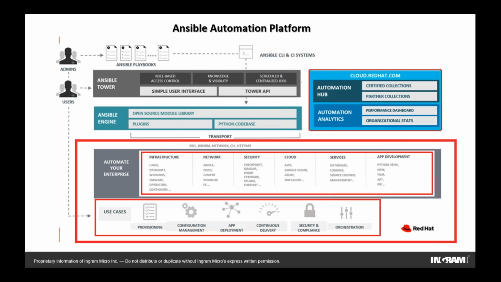This is what the architecture looks like for Ansible. I will start from the bottom line here. You can see we can create multiple use cases, including provisioning, configuration management, application deployment, continuous delivery, and so on. So, automating your enterprise infrastructure, including your Linux, OpenShift, Windows, and so on, your networking devices, your security, cloud services, or whatever you name it.